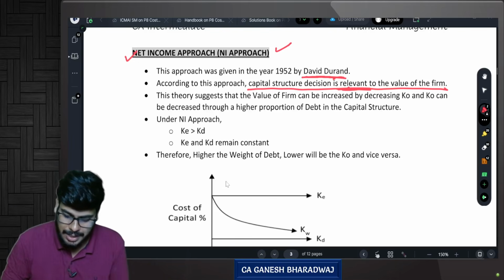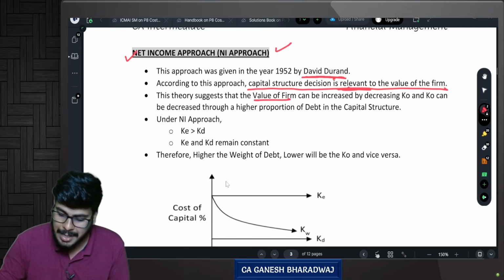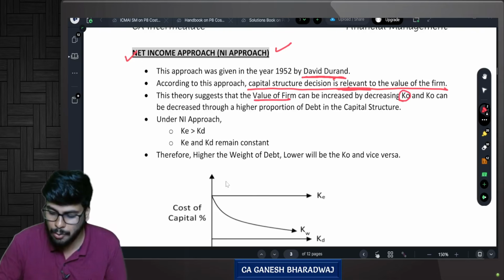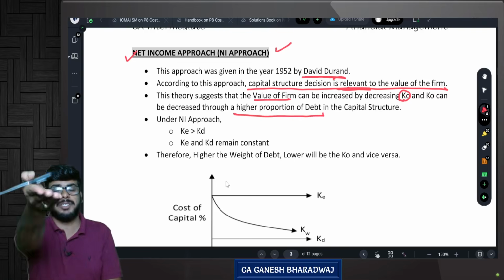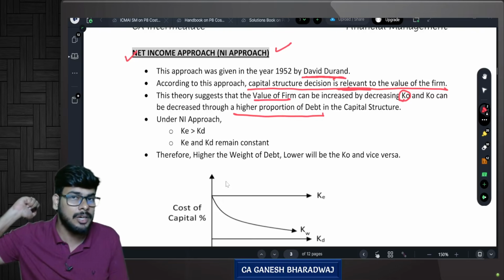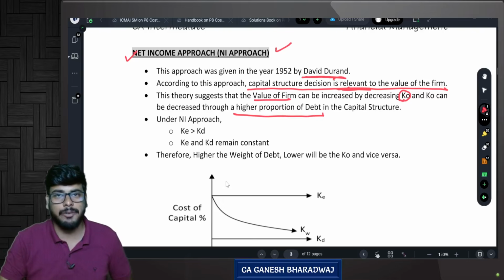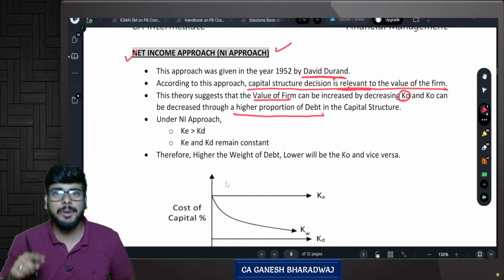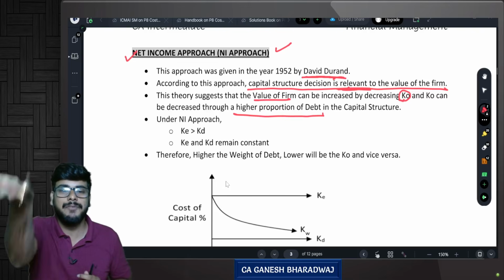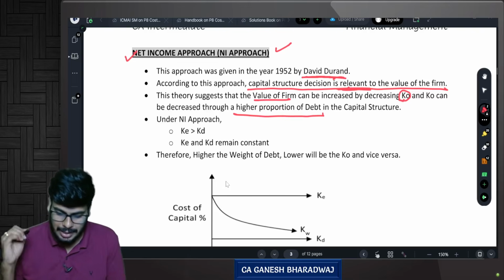This theory suggests that the value of the firm can be increased by decreasing the KO, and KO can be decreased through a higher proportion of debt in the capital structure. We just saw it right now, correct? So you want to increase your value of firm? Yes. What you need to do? Reduce your overall cost of capital. So how do I reduce my overall cost of capital? Infuse more debt. Are you clear with this? That is what they are saying.